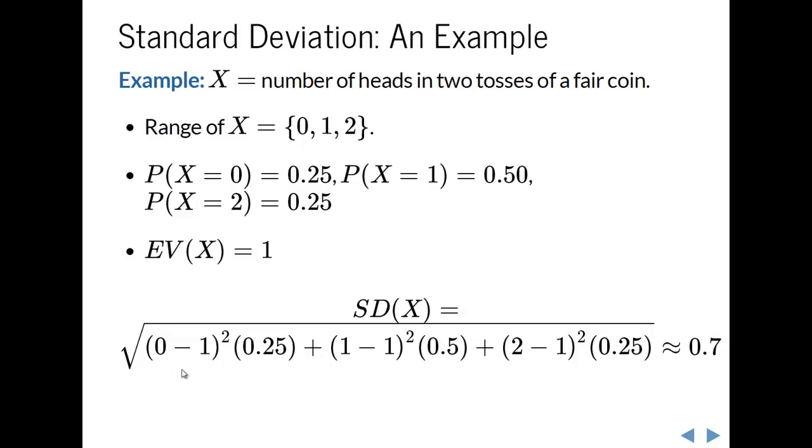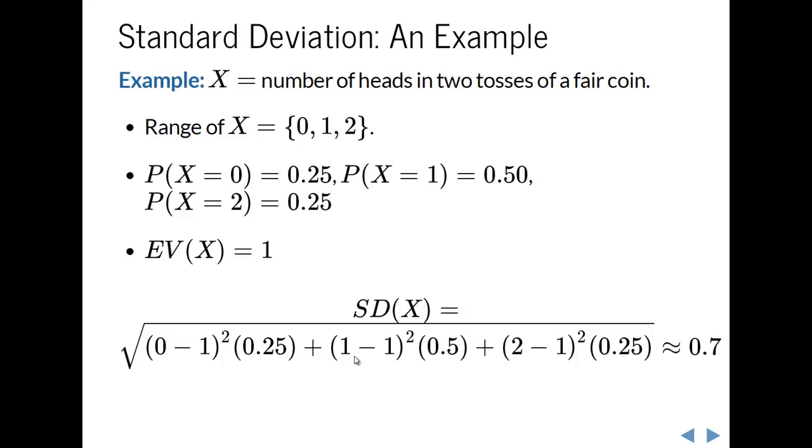We first look at the deviations of each value of x from the expected value. So here's where you're getting the 0 minus expected value, 1 minus expected value, 2 minus expected value. These deviations are each squared, and then they're multiplied by the corresponding probability. So the 0.25 is placed here because it's the probability that corresponds with the value 0. 0.5 is placed here because it's the probability that corresponds to the value 1, and so on. We add this all up, take the square root, and we get the standard deviation is approximately equal to 0.7.